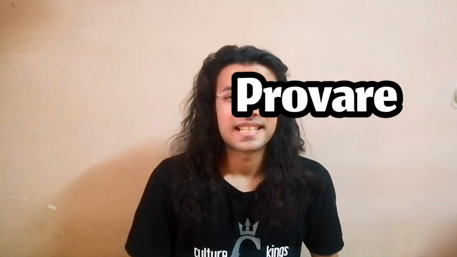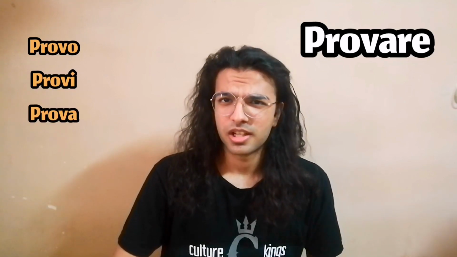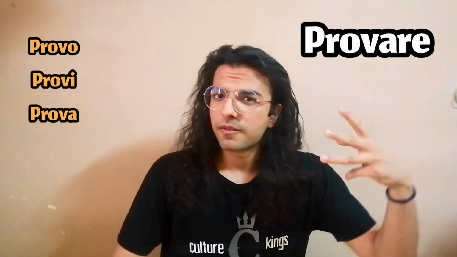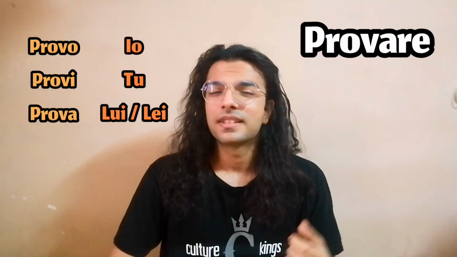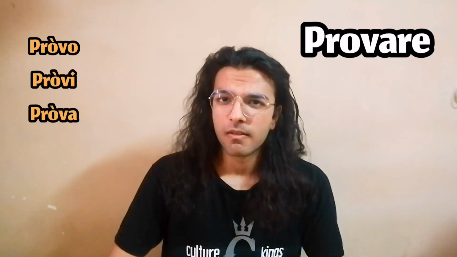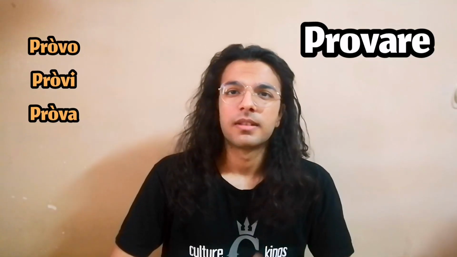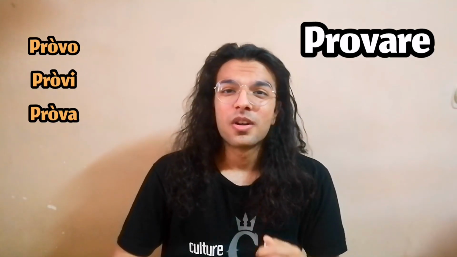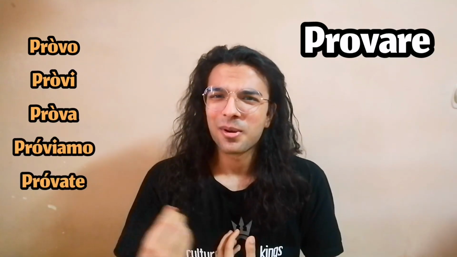But when we have something like the verb provare, we can see that pretty well. For provare, we have provo, provi, prova. The conjugation. For the first three conjugations, io, tu, and lui, lei, we have the accent on O. Provo, provi, prova. All of them are open.